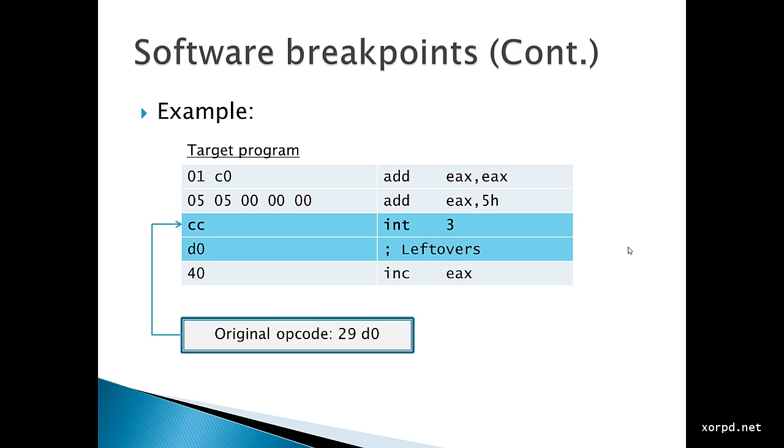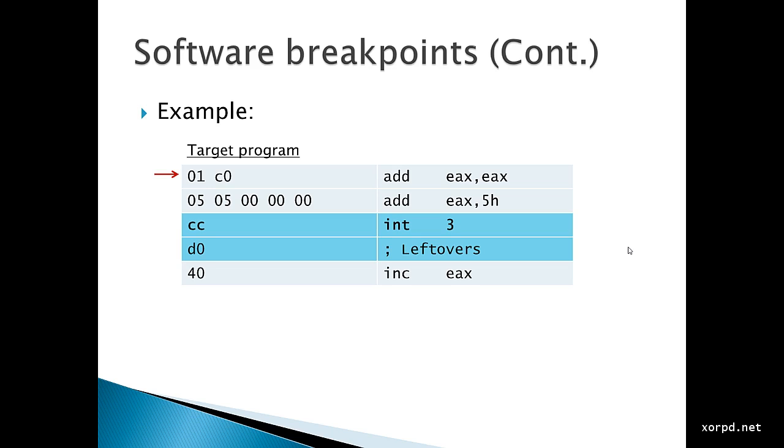Now let's see what happens when the program runs. We begin from this instruction. We continue to the next one. And then we get to int 3. At this point, we can do whatever we want. Maybe, for example, we want to inspect the values of some registers. Maybe we want to know what is the current value of EAX. As another example, we might want to check the contents of the memory, or maybe even we want to change the value of EAX. At this point, we can do all of those things, because the target program is paused.